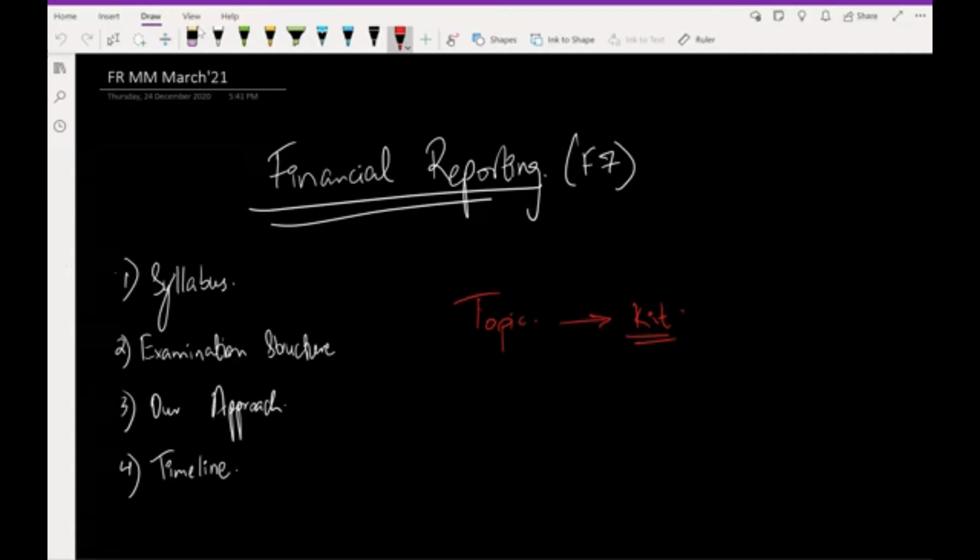And I'll leave out some questions for you guys to do at the time of your revision, but that will consist of only important topics, right? Topics that are more important as compared to other topics, right? So, for example, financial instruments is a technical topic, so I'll leave out one or two questions on financial instruments for you to do at the time of revision before the paper, that is.